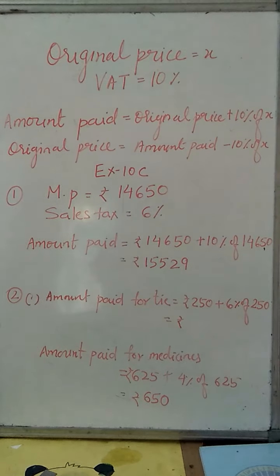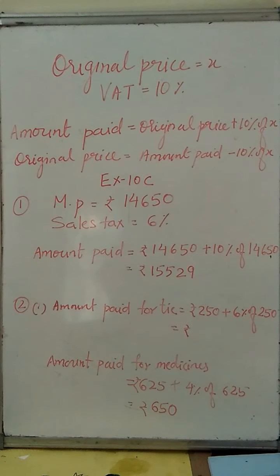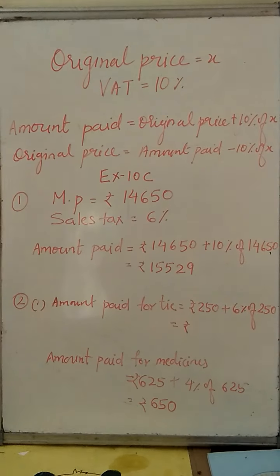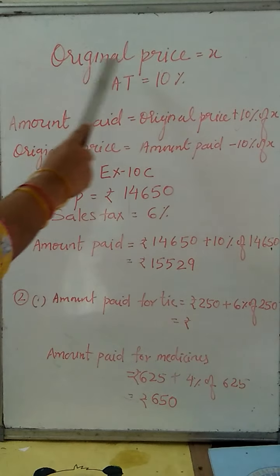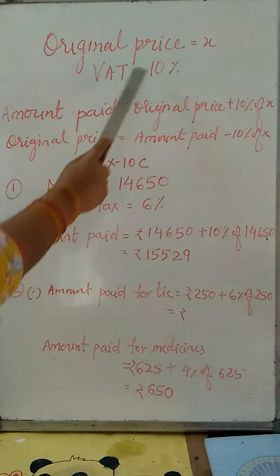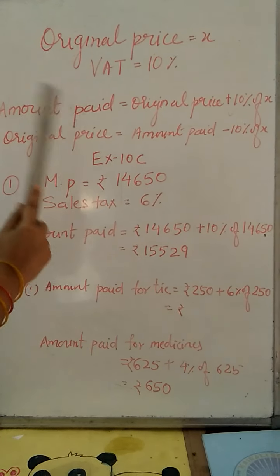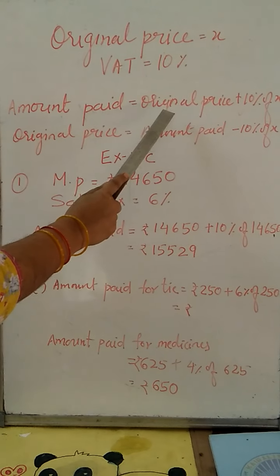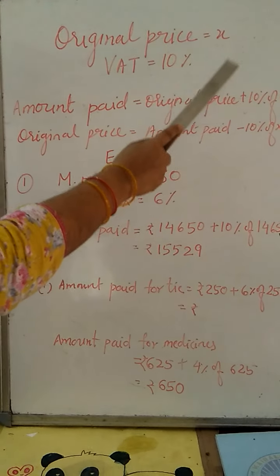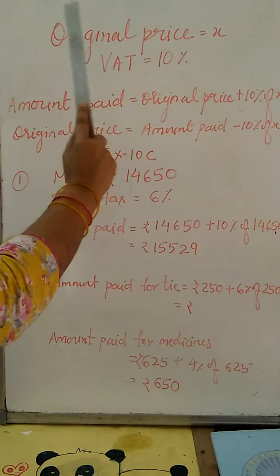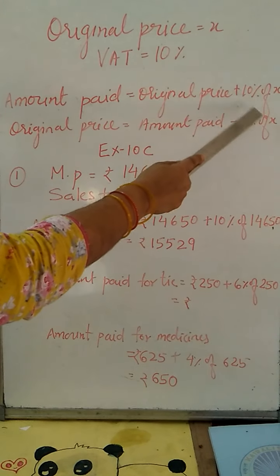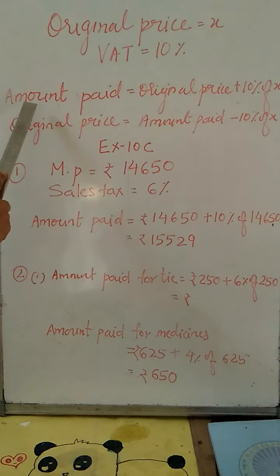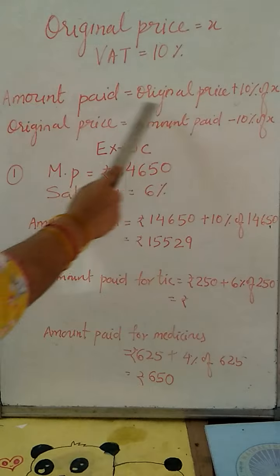We have to discuss today about the tax. Tax is the extra amount which is to be paid along with the original price of the article. Now, suppose original price of the article is X and VAT is 10%. So how much amount is to be paid? That is original price we have to pay along with the 10% of original price. So 10% of original price plus original price equals total amount paid. So this is the formula.